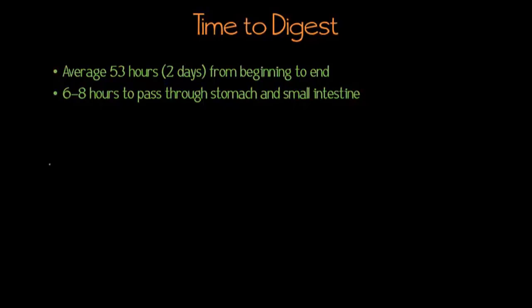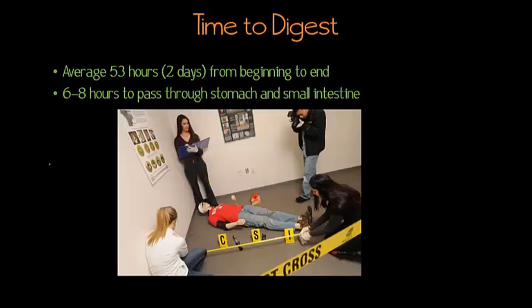And this is kind of interesting because scientists know the length of time it takes each part of the digestive system to do its thing. Sometimes forensics experts can determine the time of death of a murder victim by looking at their stomach contents. If they know when the victim last ate, they can determine how far along in the digestive process the victim is, and this can help them to determine the time of death.